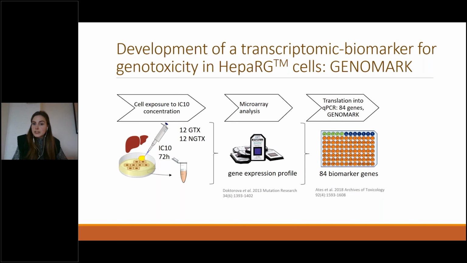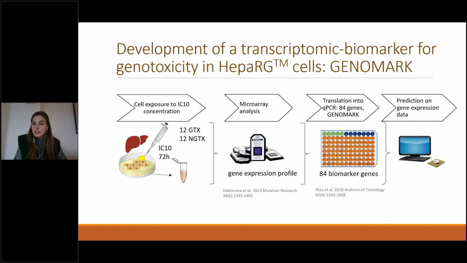When performing the qPCR, we obtain the gene expression data, and this gene expression data is then subjected to a machine learning algorithm based on support vector machine to predict whether a chemical is classified as genotoxic or non-genotoxic. However, the prediction model that was previously developed was still open for some improvements, and that's why we also developed new prediction models. Initially, the tool was developed for hazard identification, since at that moment we only tested at 1 concentration, the IC10.